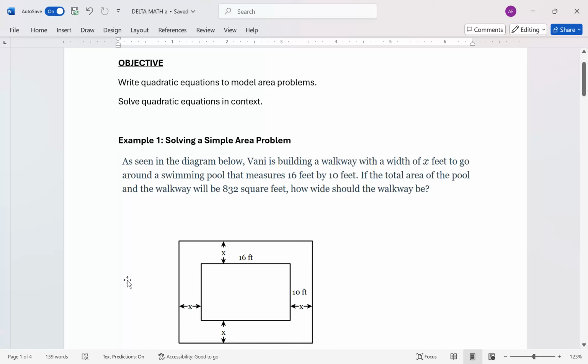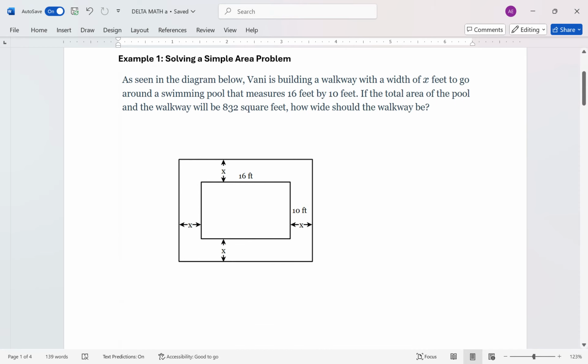This is Anthony, and today I want to go over two quick objectives: writing quadratic equations to model area problems, and then solving those resulting quadratic equations in context, in the context of these area problems. Essentially, two different problem types. One that I'm calling a simple area problem, where there is no addition or subtraction of areas, and then one that I'm referring to as a complex area problem, that in this case does involve subtraction. So let's get into it.